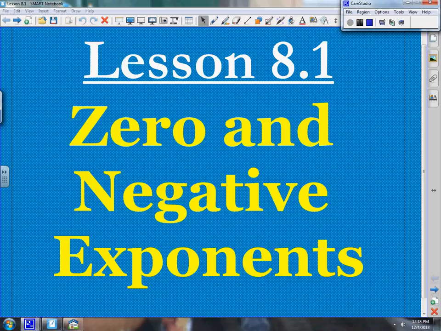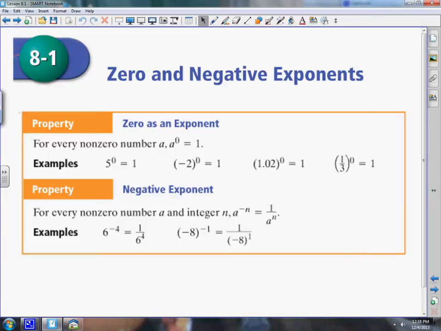Hello, mathematicians. This is 8.1, 0 and negative exponents. So in 8.1, you have two properties right off the bat I want you to put in your notes: 0 as an exponent and a negative exponent. So write down 0 as an exponent. This is very easy to remember. Anytime you put anything to the 0 power, it equals 1.